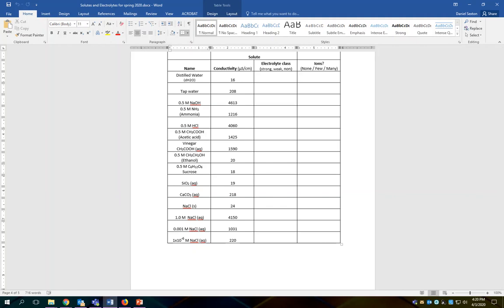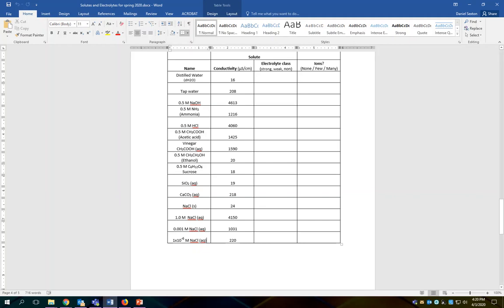Now, when we're measuring the conductivity, we're not directly measuring the electrolyte class. Conductivity itself really only tells you what the concentration of ions in solution is. What determines the concentration of ions in solution is two factors. One is the electrolyte class, so if we have a high concentration of ions, then we pretty much automatically have a strong electrolyte. But another thing that determines it is the concentration of the solute to begin with.